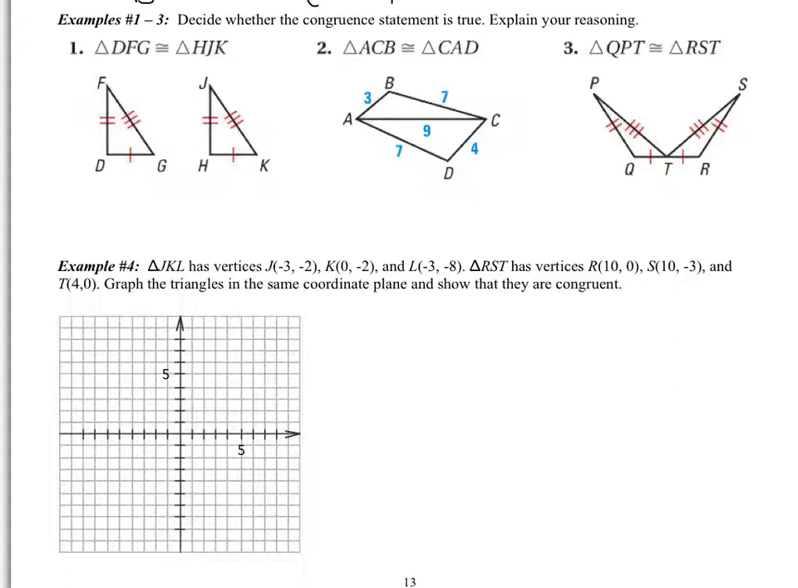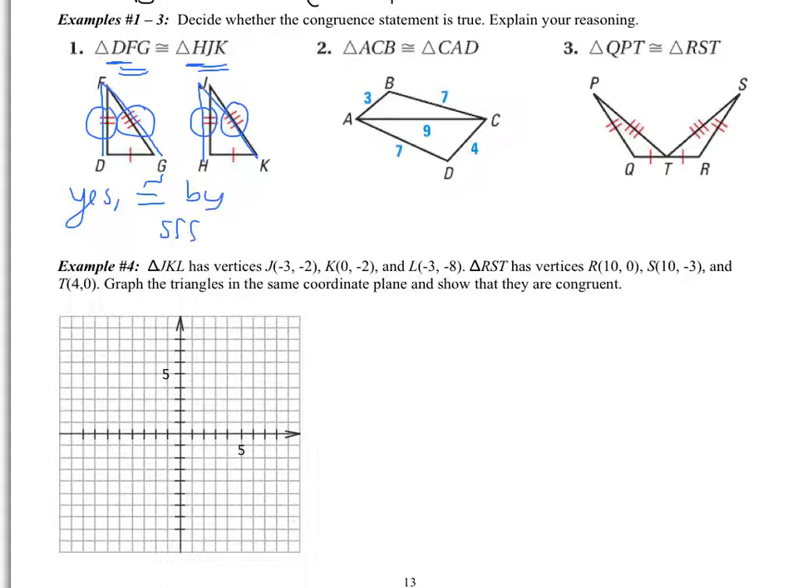So we go D, F, G, and H, J, K. So DF is congruent to HJ, okay? DF is congruent to HJ. Yeah, that's true. FG is congruent to JK. Yeah, that's true. And then DG and HK are also congruent. So we would say yes, these are congruent by SSS.